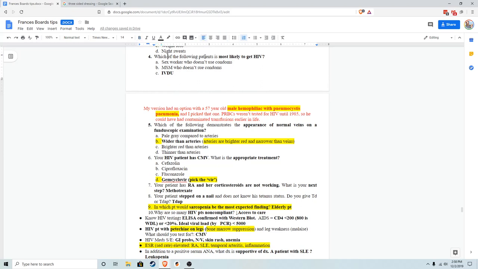Which of the following patients is most likely to get HIV? Sex workers that don't use condoms.